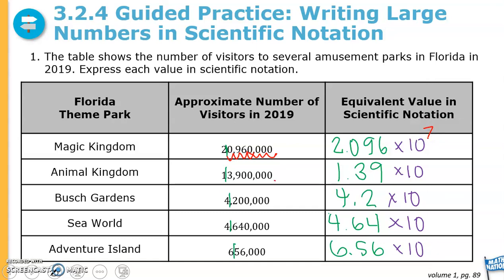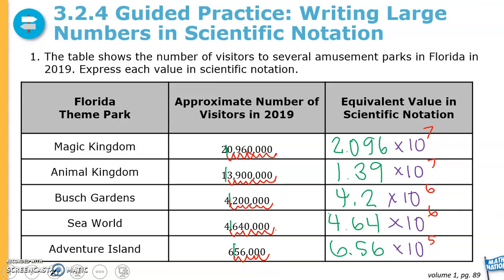In Animal Kingdom, I'm going to move it 1, 2, 3, 4, 5, 6, 7 again, so another 10 to the 7th. For Busch Gardens, 1, 2, 3, 4, 5, 6 times, 10 to the 6th. For SeaWorld, 1, 2, 3, 4, 5, 6 times again. And for Adventure Island, 1, 2, 3, 4, 5. All of those answers are now complete.